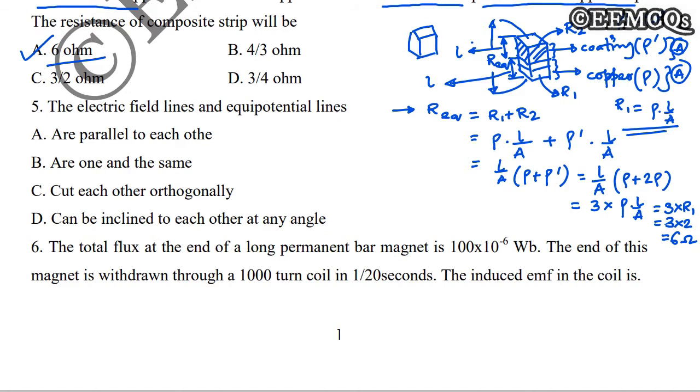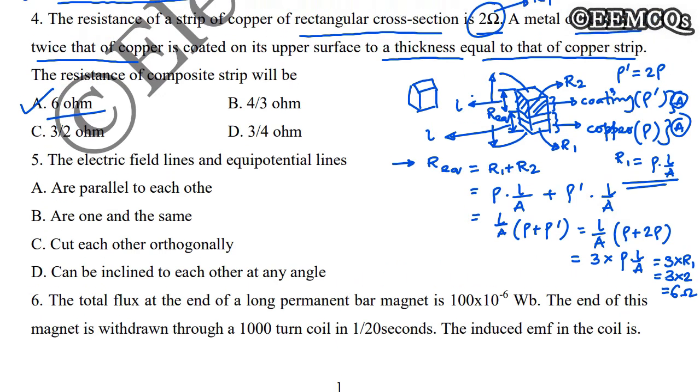What is the question? This question is basically saying the electric field lines and equipotential lines are parallel to each other, are one and the same, cut each other orthogonally, or can be inclined to each other at any angle. As we all know, if these are the equipotential lines, then the field lines will be orthogonal to them. So they cut each other orthogonally will be the right option.